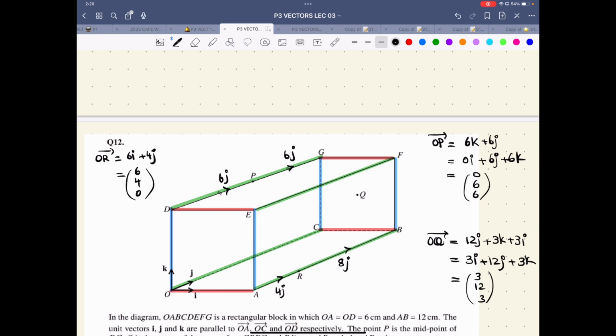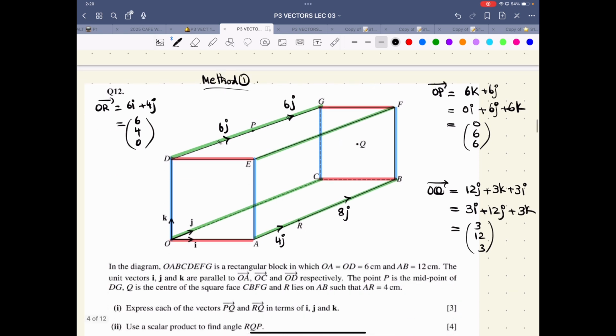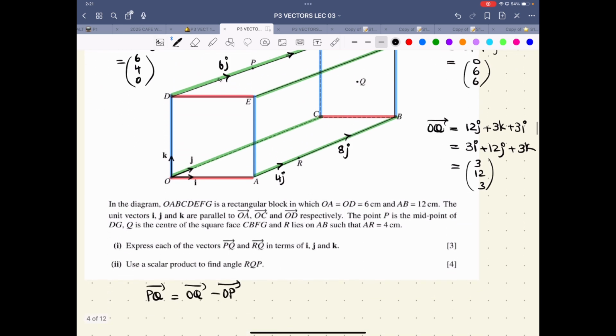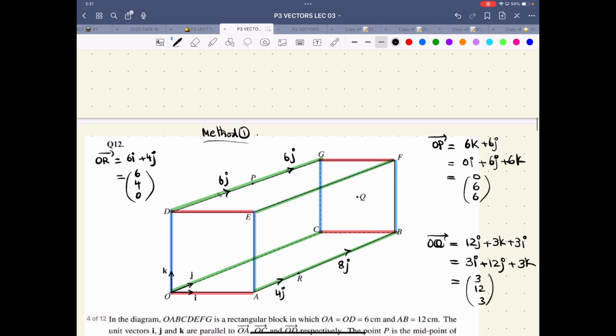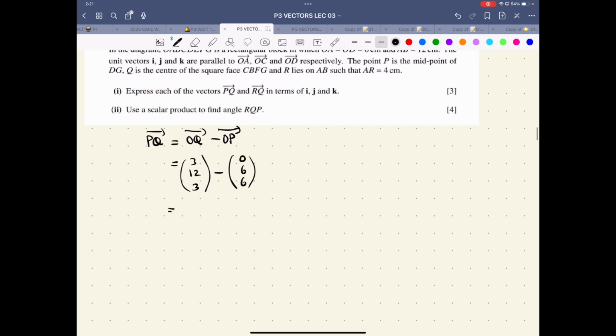Is this all good? So now this is method 1 that I'm applying. What exactly am I doing in method 1? In method 1, I'll work like O-level math. So if they're asking me PQ, that is OQ minus OP. So what is OQ? 3, 12, 3. What is OP? OP is 0, 6, 6. Do the subtraction. That is 3, that is 6, that is negative 3.